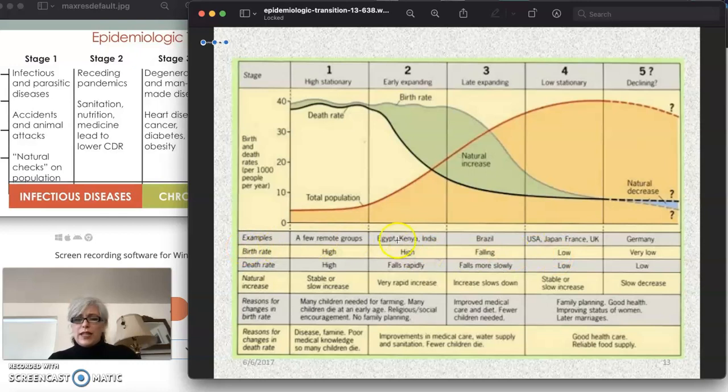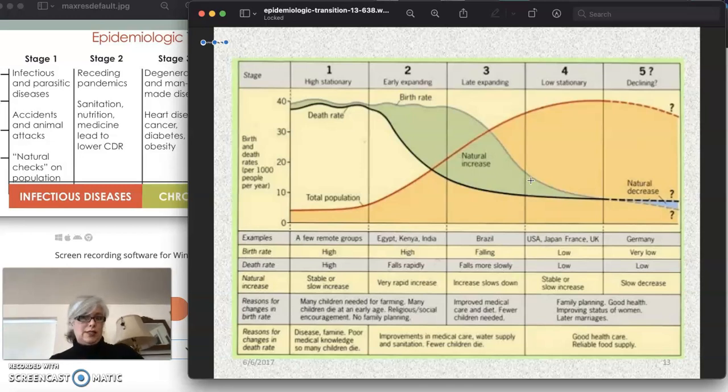Okay, so if you look at examples of where these things exist around the world, currently they would say that just a few remote groups around the world could be classified as stage 1. And there are many of the lower income nations, very high population, low income nations in Africa that fit into the stage 2 of demographic transition. Brazil in South America is used here as an example of late expanding. So we're on the decline there as industrialization and personal wealth goes up.